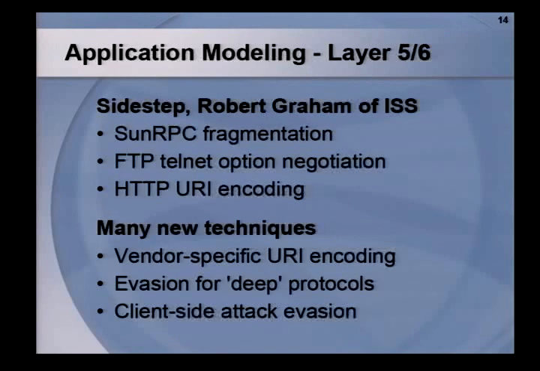Yeah. So the first real application evasion papers that were released was Robert Graham from ISS released Sidestep. It had a number of different IDS evasions and bypasses that he implemented. The primary ones that he discussed were SunRPC fragmentation. So at the TCP layer, you can fragment SunRPC requests. At the time, none of the IDSs, except for Robert Graham's IDS, could handle that.